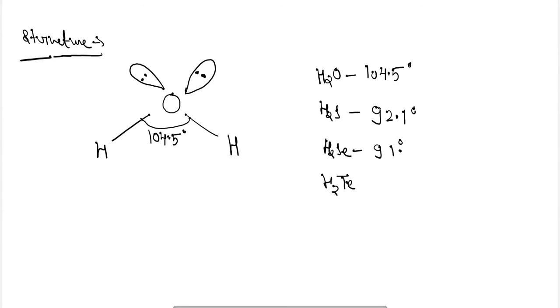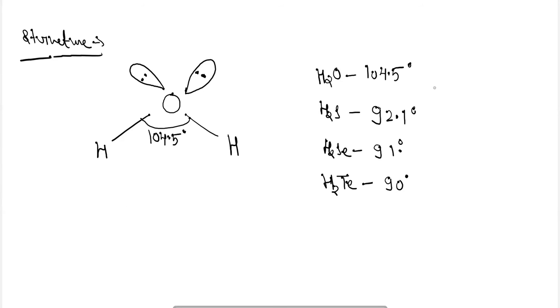H2Te, hydrogen telluride, will have only a 90 degree angle. As we move down in the group, the bond angle decreases. What is the reason behind this? The force of repulsion between the bonded pairs of electrons of H2O is more than that of H2S, and due to this reason, the force of repulsion between the bonded pairs of electrons decreases.